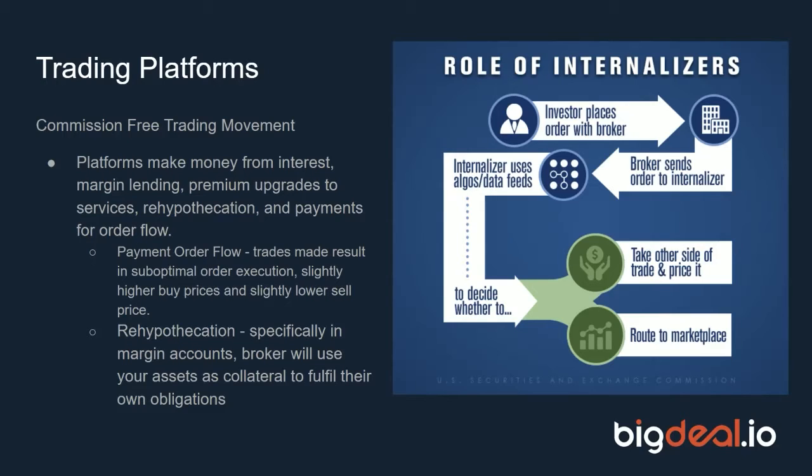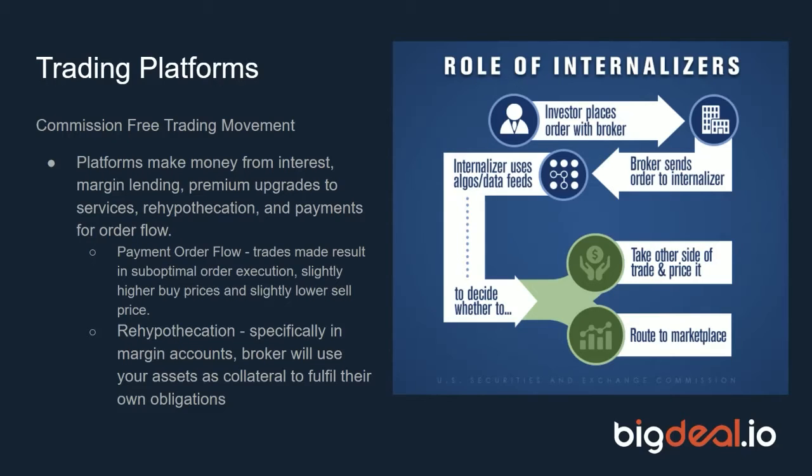Also premium upgrades. Robinhood has a gold package, or they offer some other features, reports and analyst reports and stuff like that, so they make money off of that too. Rehypothecation and payment order flow. I'm going to first cover payment order flow here.